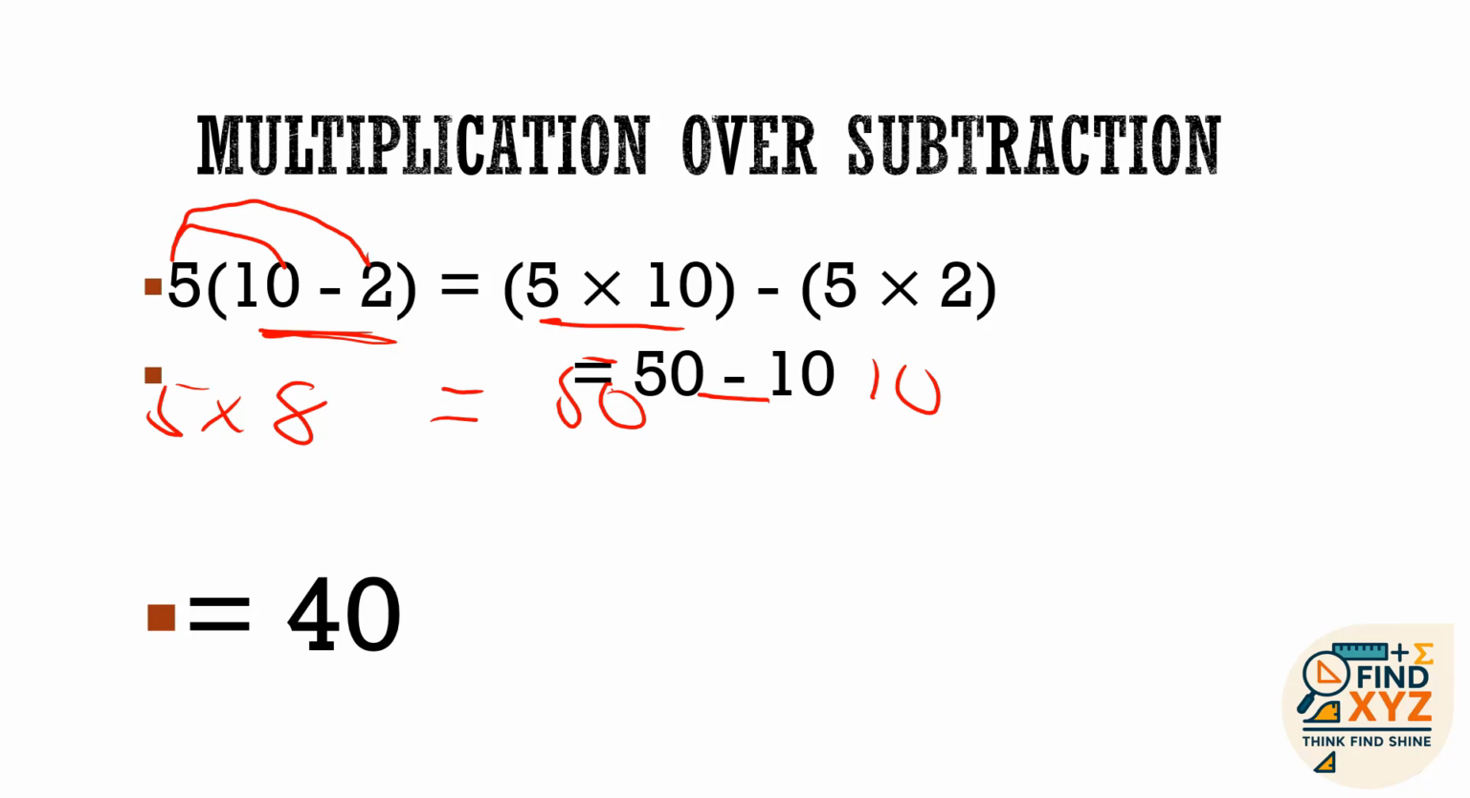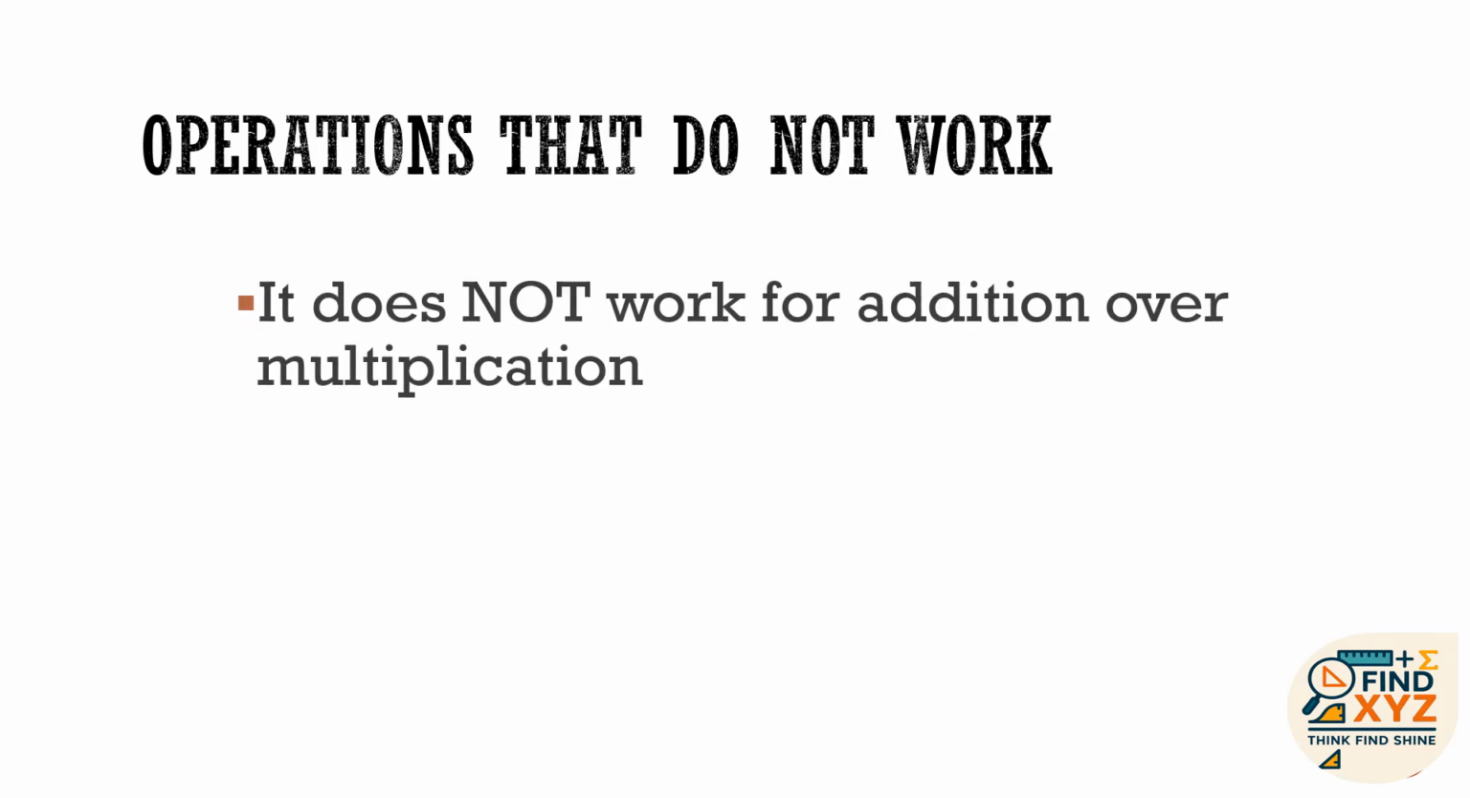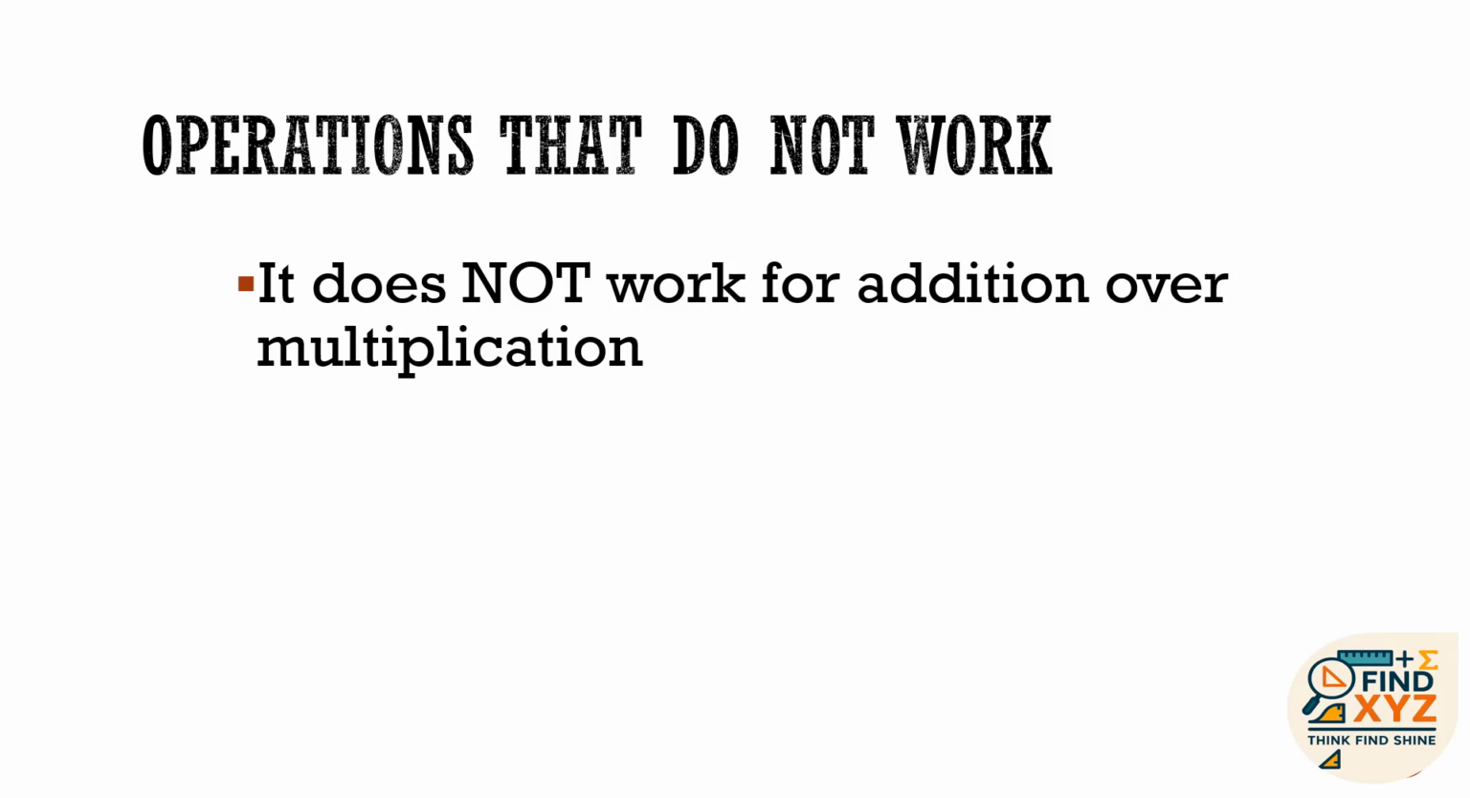Now let's look at some of the errors students might make. You need to be very careful when using any property or any rule. You should know when it works and when it doesn't work. So when will it not work? It will not work for addition over multiplication. That is reversing the process.